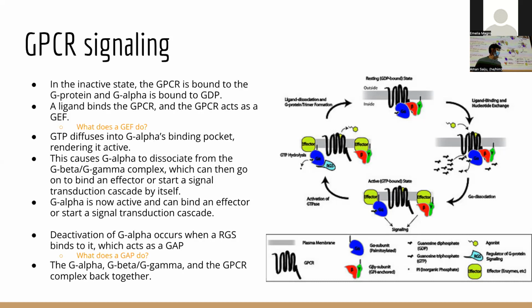What? Yeah, lots of magnitudes. So that's RGS functions as a GAP. Then once the G alpha is GDP bound again after carrying out that hydrolysis, the G alpha, the G beta, and the G gamma, and the GPCR come back together.